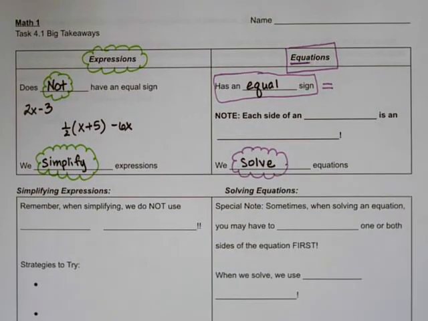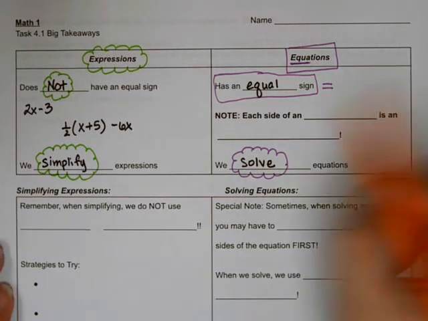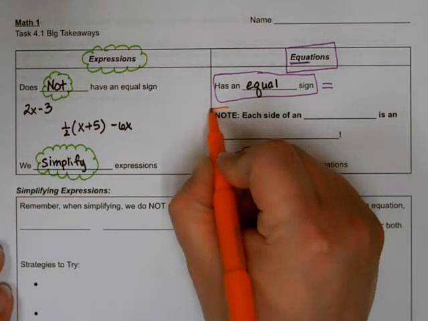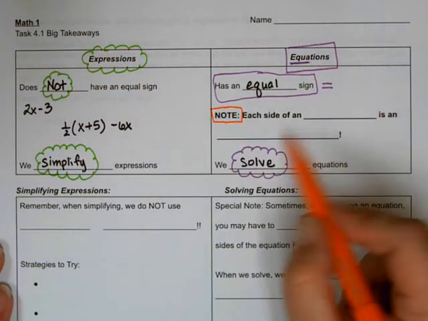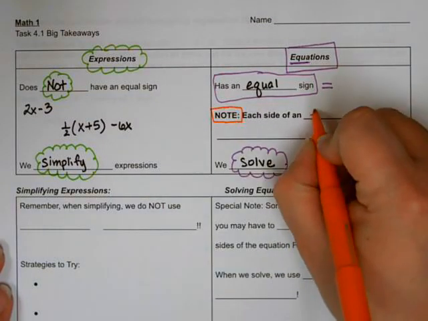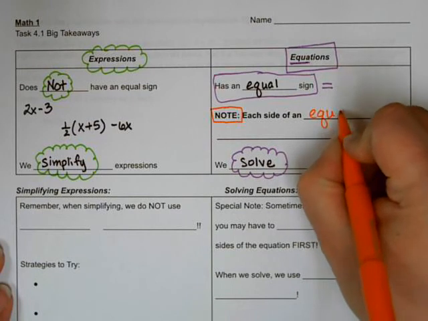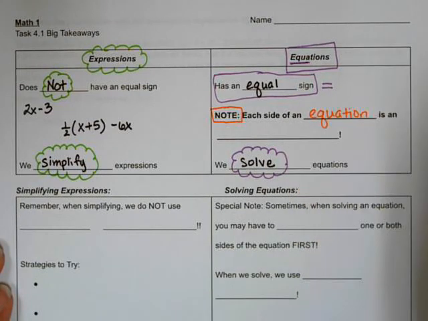All right. Now there's one really important note that we have to talk about here. When we look at an equation, actually, it's made up of expressions. So this big note that I want you to make sure you write down is that each side of an equation is an expression.